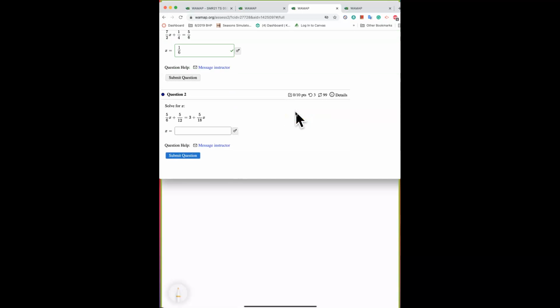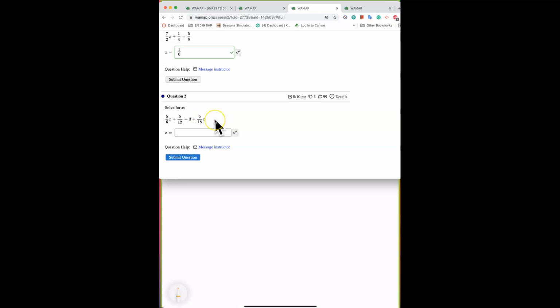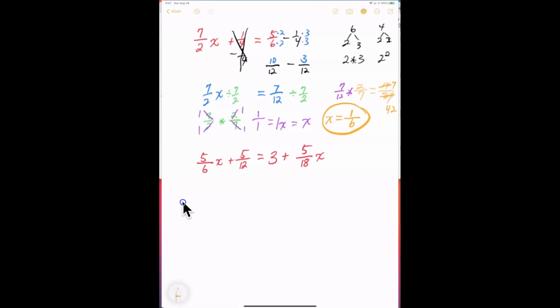All right, so the second one, we've got variables on both sides. So this could be a little more interesting. Have a couple more steps, but it is not that much more difficult than what we just did. So let's take a look and see how that looks. 5/6x plus 5/12 is equal to 3 plus 5/18 x. All right.